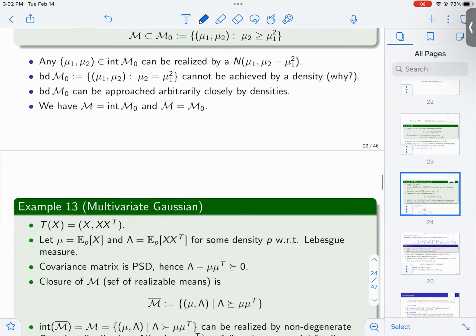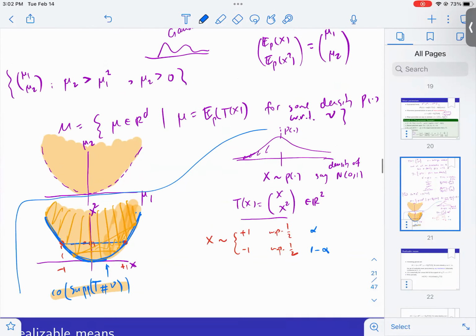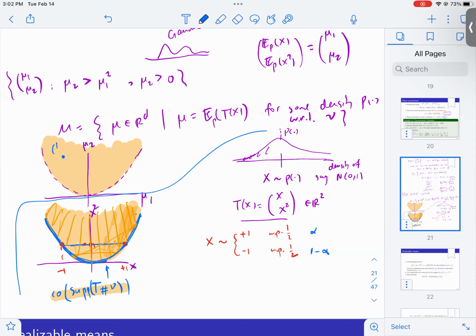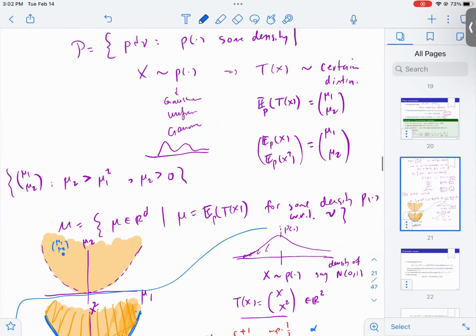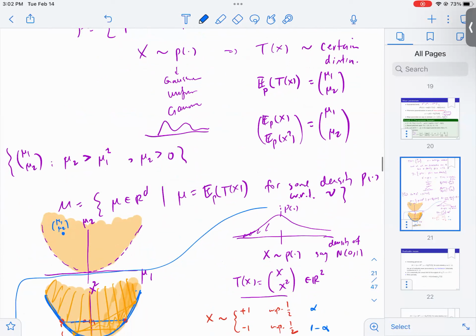So basically in this example, what does it say? It says that any possible set of means, mu1 and mu2, can be realized by the exponential family associated with this statistic, which is the Gaussian. So this result is saying that if you give me a mean and a variance, there is a Gaussian distribution with this mean and variance. Any combination of means and variances I can realize by a Gaussian distribution.